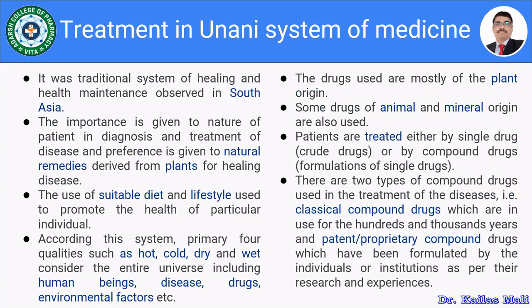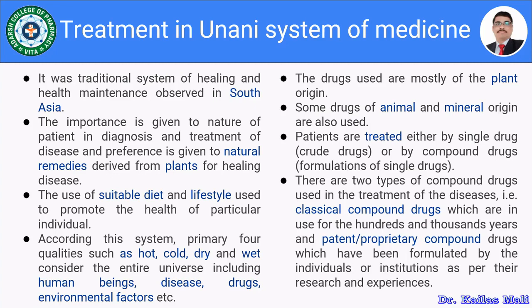It is one of the traditional systems of healing and health maintenance observed in South Asia. Again, South Asia has made a large contribution to the development of the Unani system of medicine. Importance is given to the nature of the patient in the diagnosis and treatment of disease, and preference is given to natural remedies derived from plants for healing. As in Siddha or Ayurveda, here also we use natural ways to treat the patient. The use of suitable diet and lifestyle is used to promote the health of the individual. So if we use dietotherapy and change the lifestyle, it becomes very easy to treat the patient.